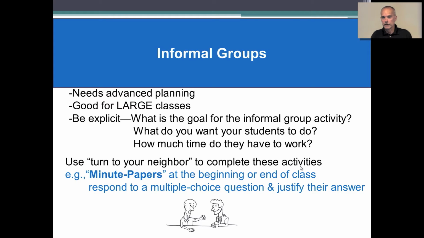The largest class that I've taught is, I think, about 125 students, and some of these informal cooperative groups are a great way to get students engaged. You do have to be explicit, though, about the goal for the informal group activity. Share with the students your expectations for their learning as you're providing instructions. In your instructions, be explicit about what you want students to do and what they are responsible for, and make sure that you tell them how much time they have to complete their task.